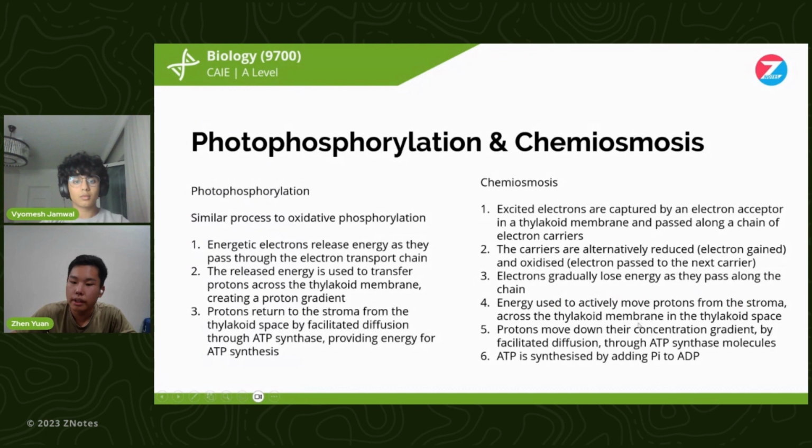Protons move down their concentration gradient by facilitated diffusion through ATP synthase molecules. ATP is synthesized by adding a phosphate ion to ADP. To be honest, this entire process is just a more expanded, more detailed version of this process right here, because essentially you can view them as somewhat the same process.